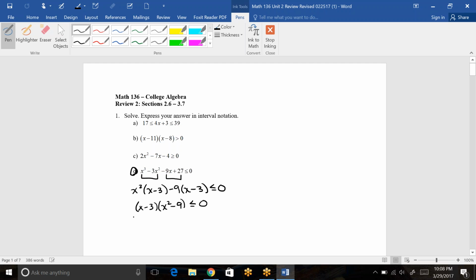And then that does factor one more step. So because these two are perfect squares and that's a minus, we get an x plus 3 and an x minus 3.